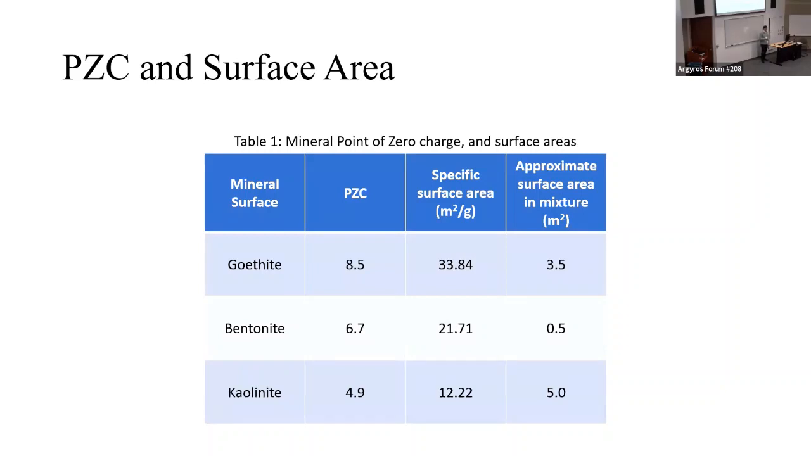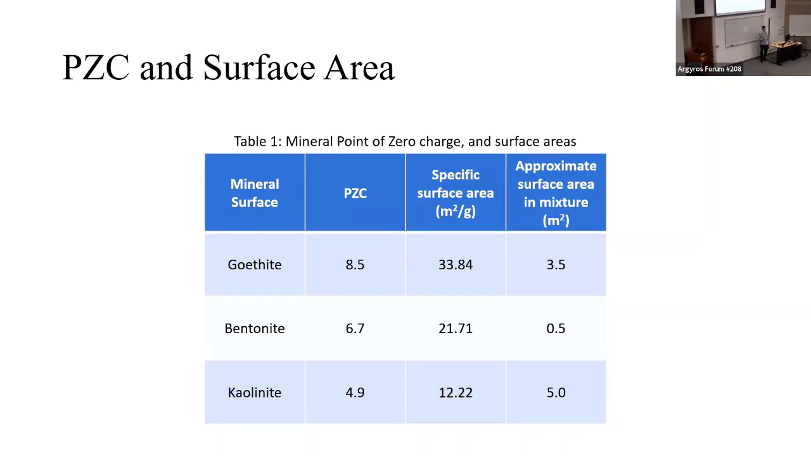So here's a table of the point of zero charge and surface areas that I measured. It's important to note that goethite has a point of zero charge of 8.5, and that falls into the range that we are looking at. And so does bentonite, which has a point of zero charge of 6.7, which again is in that range. Kaolinite does not have a point of zero charge that falls in that range.